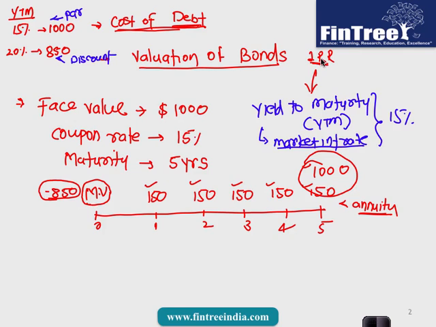Agree? Now this we can also calculate using the TVM row. Second clear TVM. 850 negative enter, 150 payment, 1000 future value, 5 as N, compute IY. Is it 20? Yes. What if the YTM is 10%?